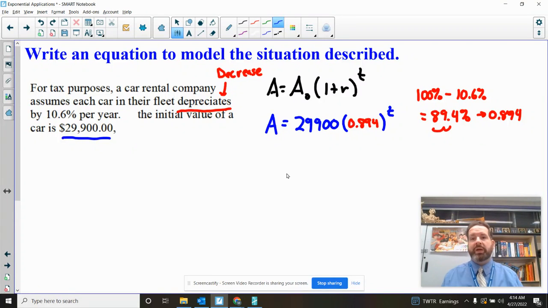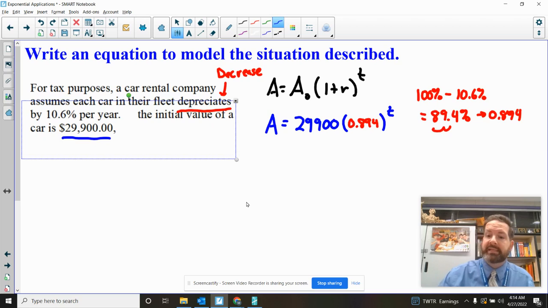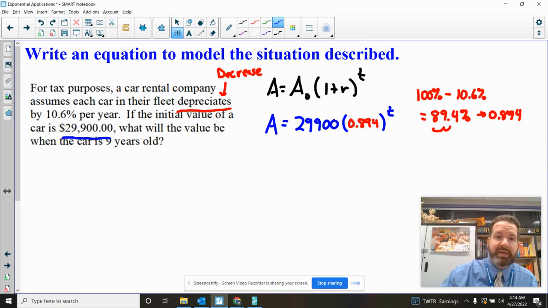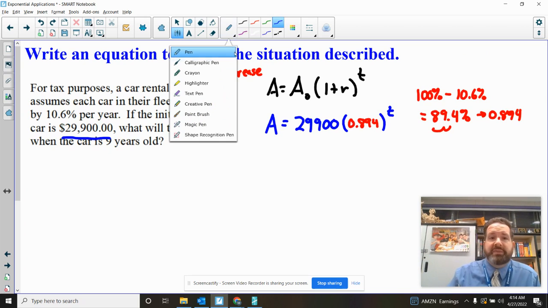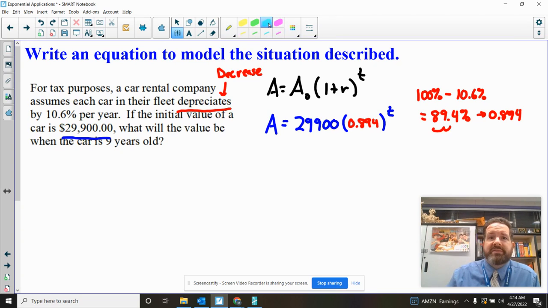Once you've written an equation, it is now time to use it to maybe answer some questions that you have some interest in. Let's see what we have here. I covered up some information. Let's uncover it. So given the situation we set up the equation for in the previous part of the lesson, we're now asked specifically, what's the value of the car after 9 years?